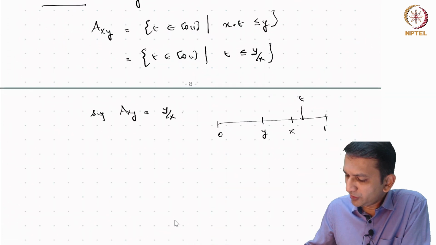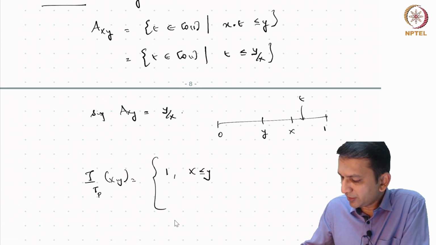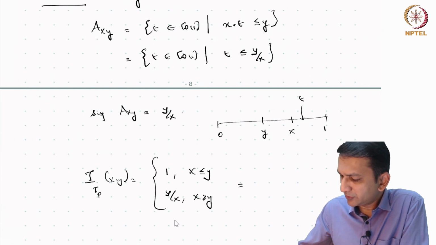So if you were to put these two together, for the product t-norm, what we have is this: 1 if x is less than or equal to y, and y by x if x is greater than y. Now this is nothing but the Goguen implication as we know it.